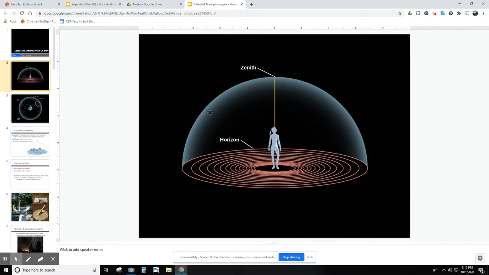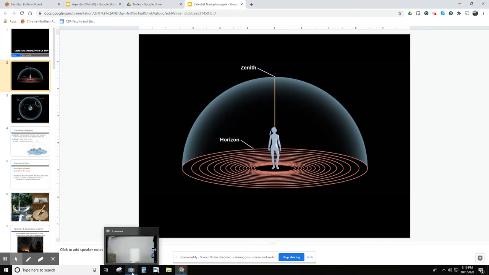Now, just a few words to take note of. Number one, the zenith. The zenith is the point directly above your head. If you were to measure an angle to the zenith from the horizon, it would always be exactly 90 degrees. The horizon would be 0 degrees as far as how high it is above the ground. So we have some numbers we're working with, and these numbers are what we call altitude.